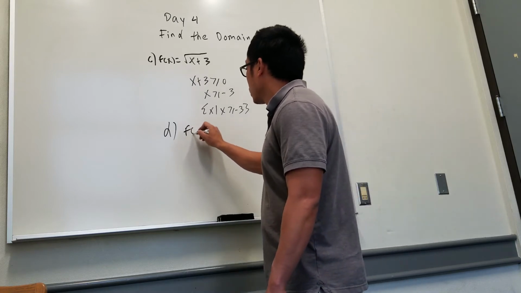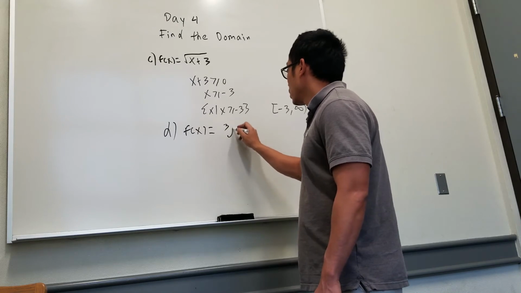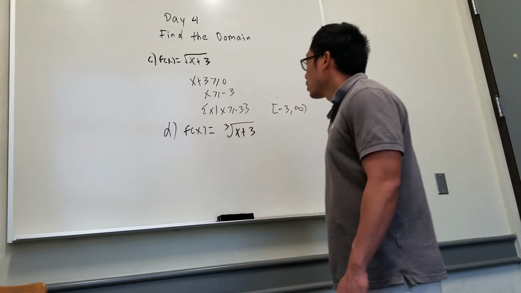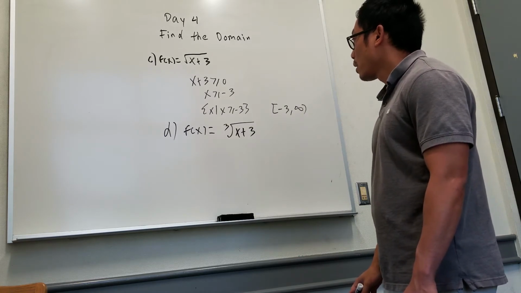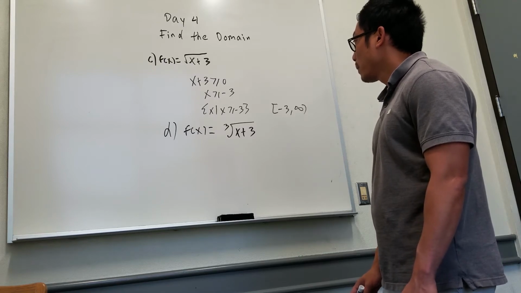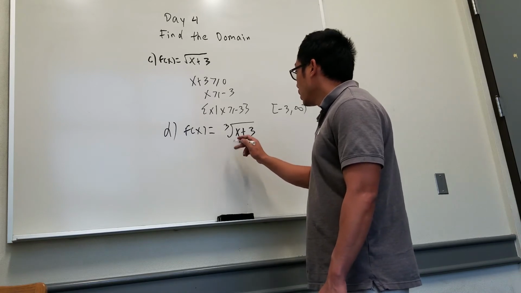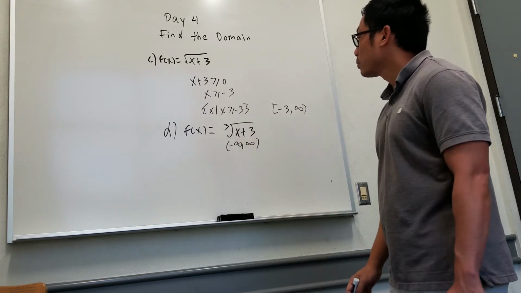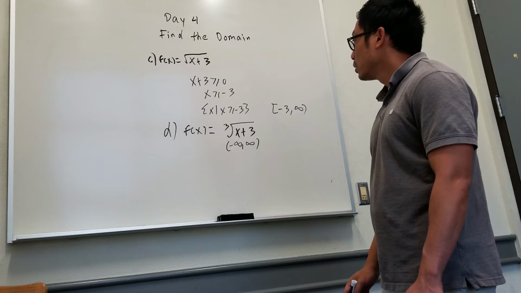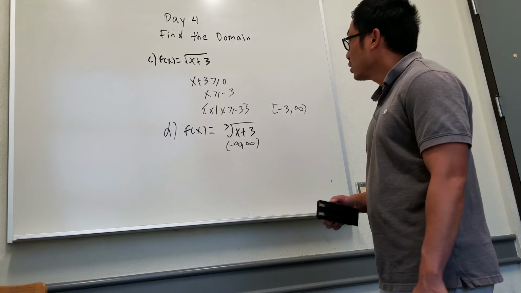So we have this cube root. What's the domain of this? With cube roots, I can plug in any number inside, right? So this is all real numbers. That's it. So that's that. Now let's do some more. I think that should be good, right?